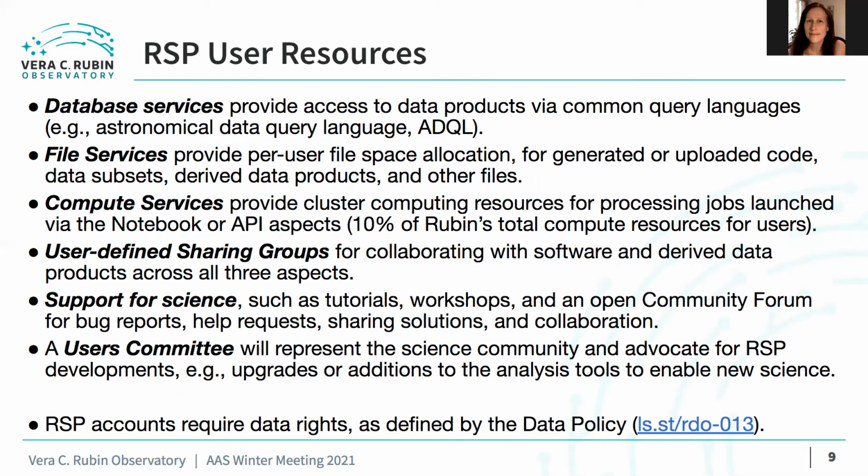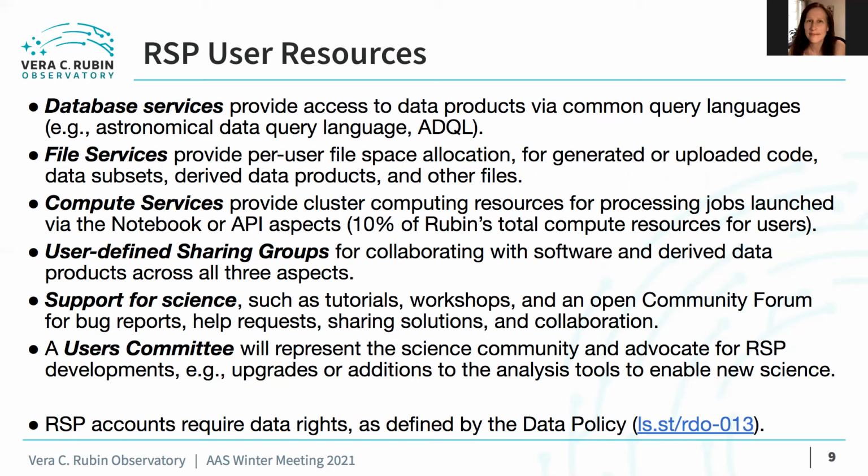Compute services will provide processing resources for jobs launched via the notebook or the API aspects. 10% of the Rubin Observatory's total computing resources will be available for users. Within the RSP, users will be able to define working groups with other users within which software and derived data products can be shared among all three aspects. Rubin Observatory will also provide support for science and use of the RSP, such as tutorials, workshops, and an open community forum for bug reports, help requests, sharing solutions, and collaboration.